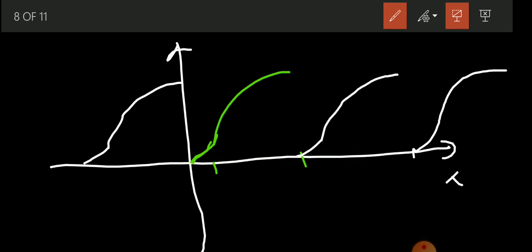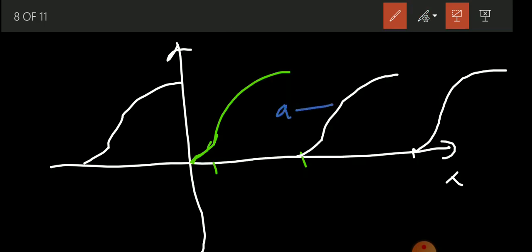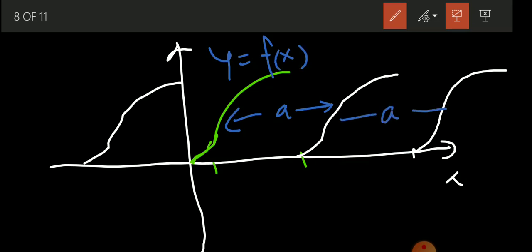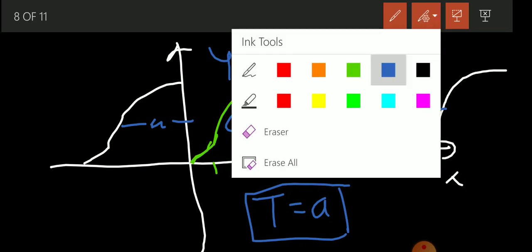Okay. So if the width is a over here, we say this length is a. Let this be the function y equal to f(x), and the width a is over here also, and this is also the length a, although it is negative a. So here we find this is the same pattern of the graph. Then we conclude that the period is a.